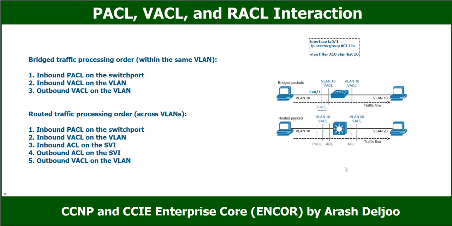About the order of processing, don't forget, always the PACL is the first ACL that we should process. Because of that, here you can see first, the inbound PACL, or port access control list, on the switch port should work. This is the first ACL whose effect we will see. Maybe some traffic is denied and some traffic is permitted. If some traffic is permitted by the PACL, that traffic goes to the VLAN ACL.